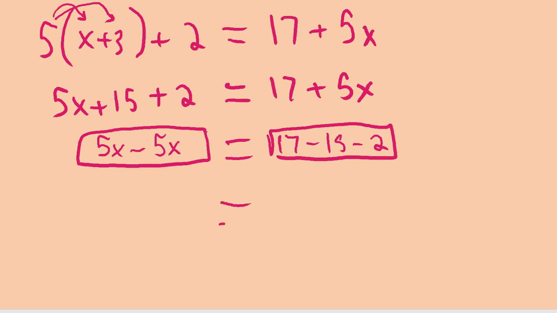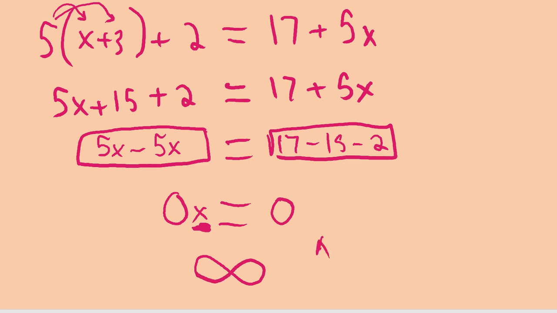Now, you're going to get 5x minus 5x, which is 0. Or you could say 0x. 17 minus 15 is 2. 2 minus 2 is 0. So this is now saying, don't get confused here. Your answer is not 0. Well, it's not only 0. This says which number multiplied by 0 gives us 0. And the answer to that is everything, anything. There is an infinite number of solutions here.